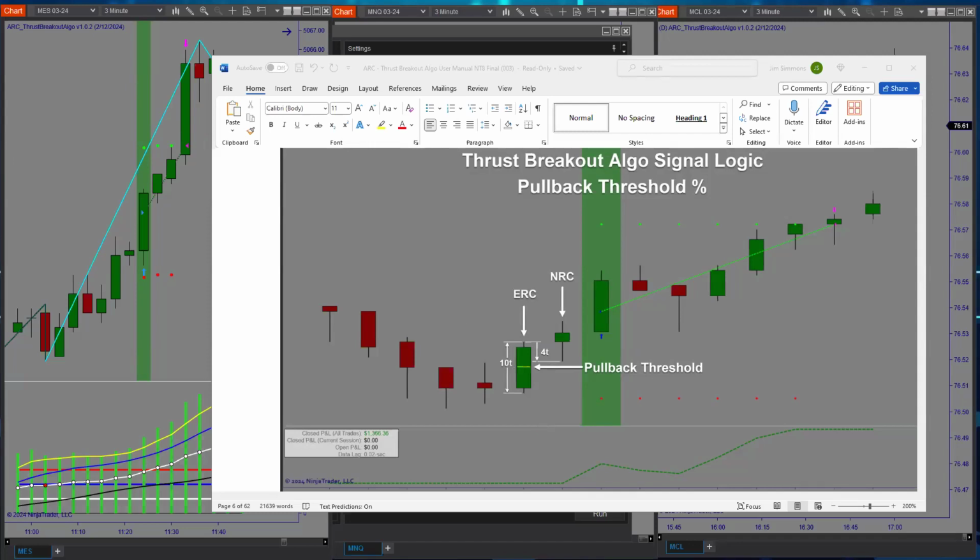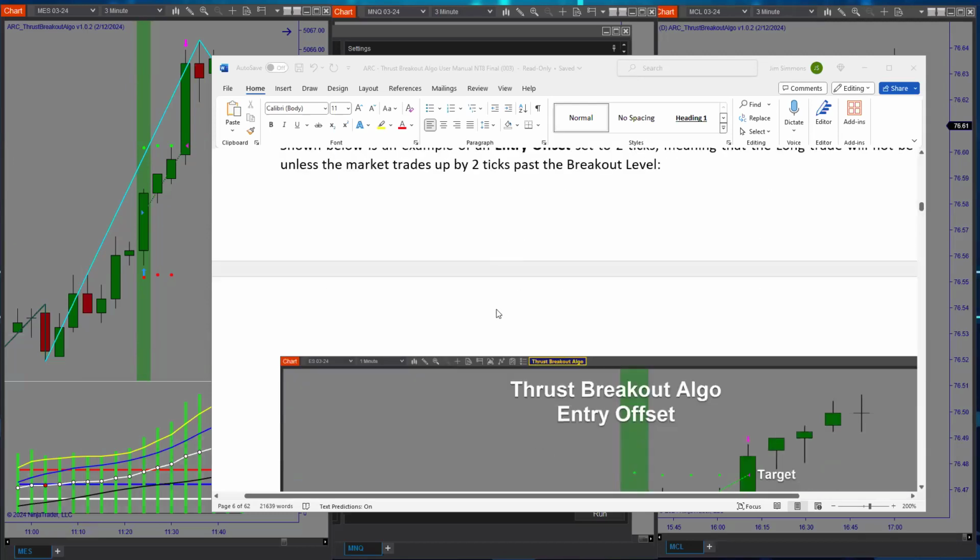So again, the standard number, you guessed it, 50% is kind of the standard. Again, you can optimize it however you see fit. You can use Fibonacci numbers as an example if you want to do it that way. That's great. Okay, so that's that setting.